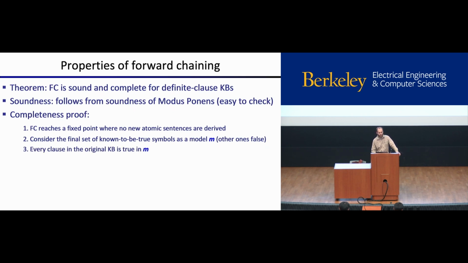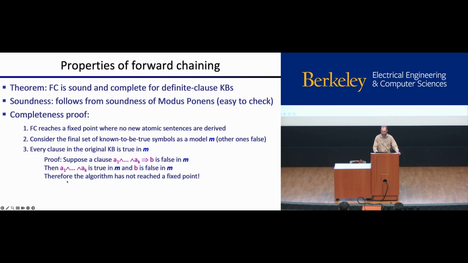Every clause in the original knowledge base is true in that model. Let's check this. Proof. Suppose otherwise. Suppose that a clause, A1 and A2 and so on, implies B, is false in the model, but it is in our knowledge base. Then, if that's false, that means this is false even though that's true. So B is false, and all these are true in the model, according to the model.